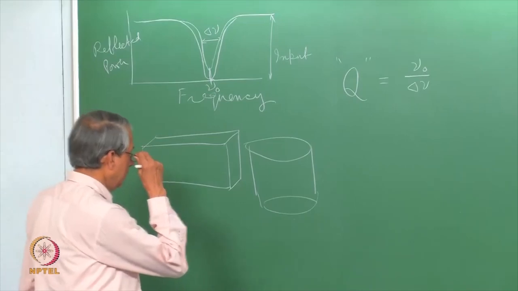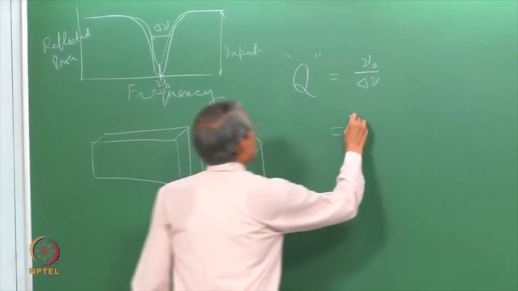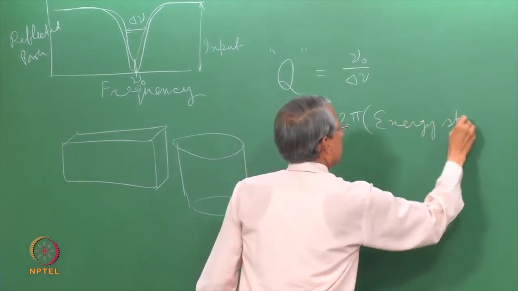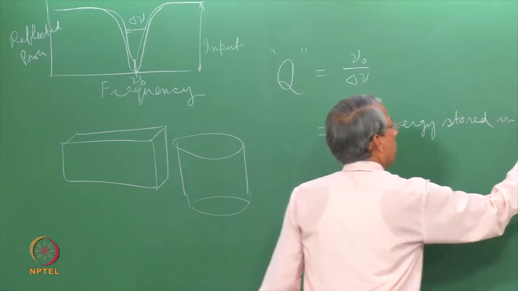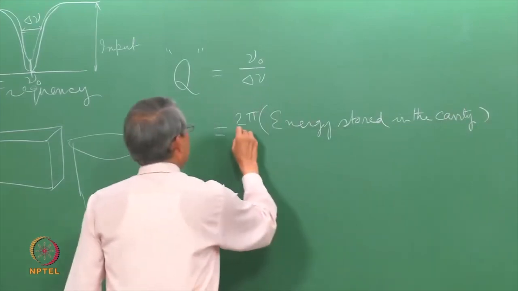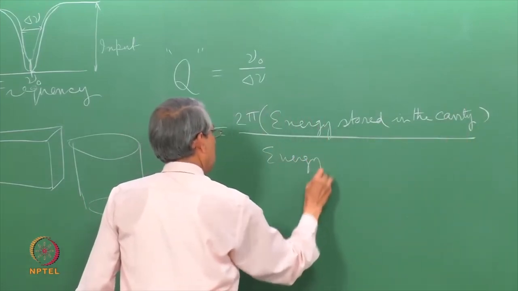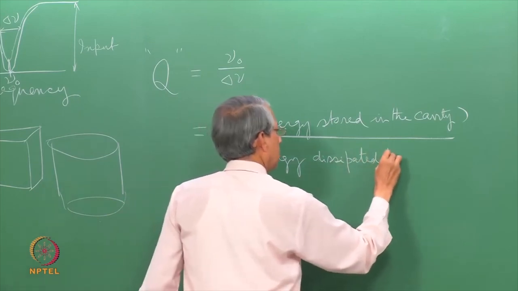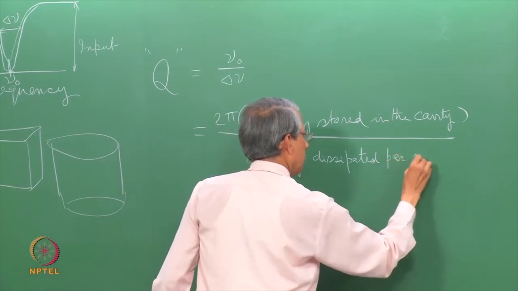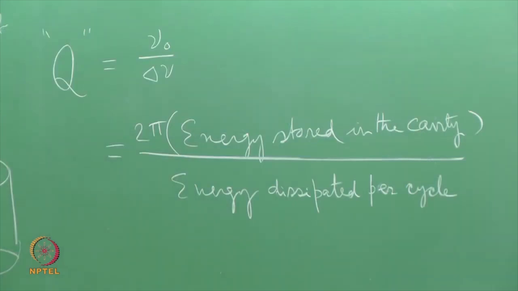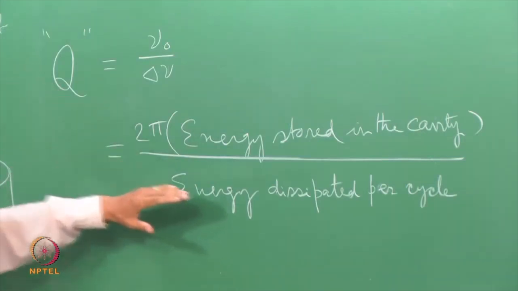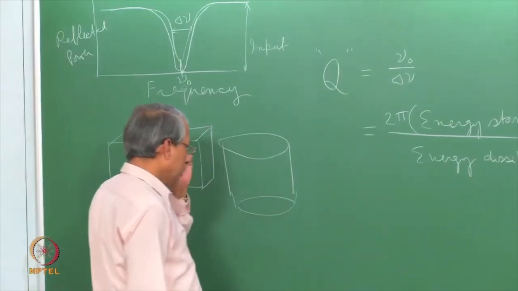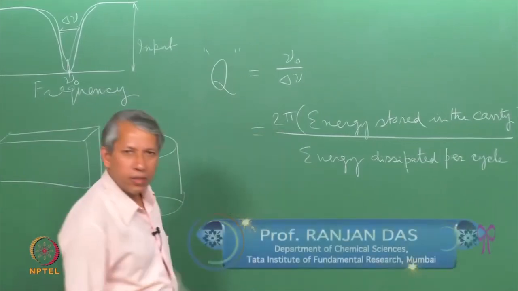The Q is also defined in this way: how much energy is stored in the cavity divided by the energy dissipated per cycle. So, the higher the Q, the lesser the amount of energy that is lost per cycle. So, it stores energy much more efficiently if the Q is high. These two are actually equivalent definitions.